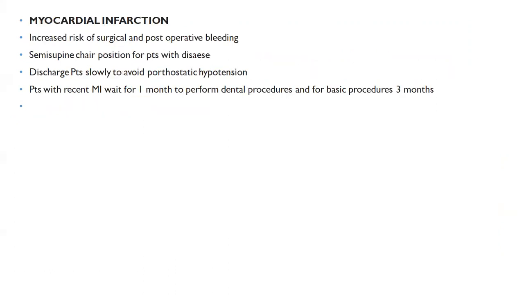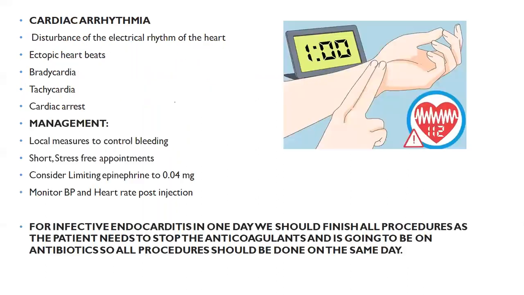Coming to myocardial infarction. What happens in myocardial infarction is the patients are at higher risk of surgical and post-op bleeding. Always make sure that the chair position is semi-supine and discharge patients slowly to avoid orthostatic hypotension. If you discharge them quickly, there is a chance that they might feel dizzy. For patients with recent myocardial infarction, wait for 1 month to perform immediate dental procedures and at least 3 months to perform basic procedures.